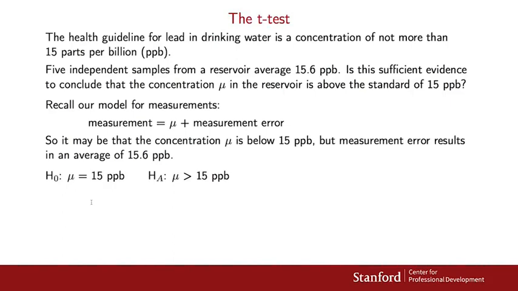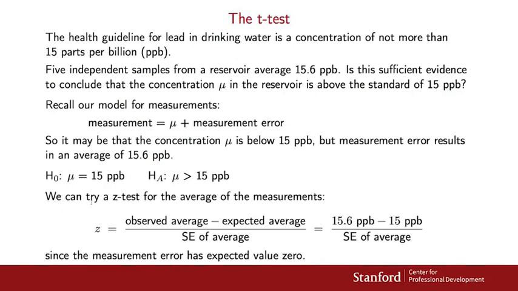So by the way, why are we looking at a null where the mu is exactly 15? The reason is that this is kind of a worst-case scenario. The p-value we get in that case is larger than the p-value we would get for smaller null hypotheses. And so if we can reject in this case, we can also reject in others. So let's try a z-test for this case.